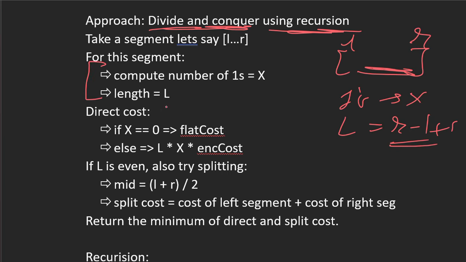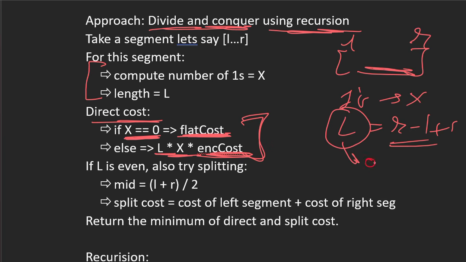So now the direct cost: if x is equal to 0, direct cost is flat cost. But if x is not equal to 0, then the direct cost is length into x into ENC cost. So we find that direct cost for this. And suppose length is odd, so we can't further break it, so we have to take the direct cost. But if length is even, then we can further split it.